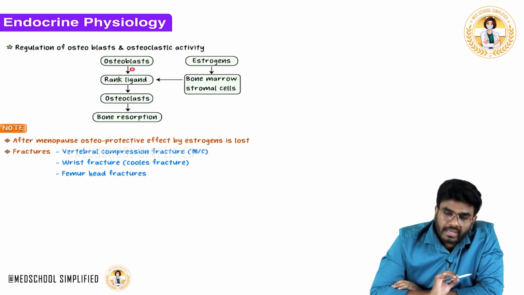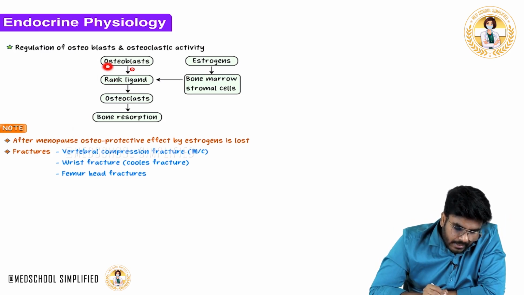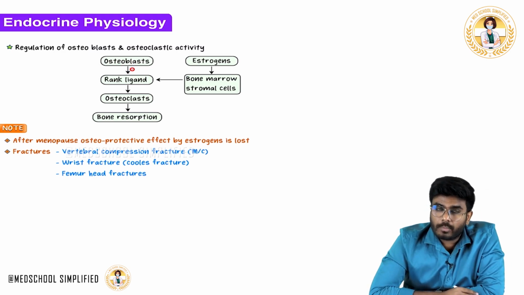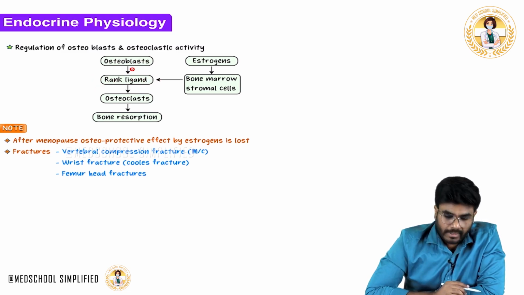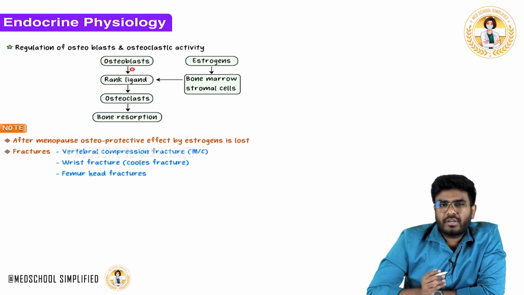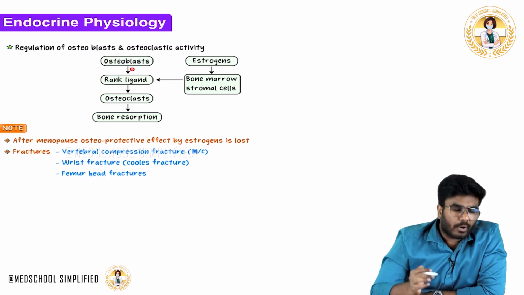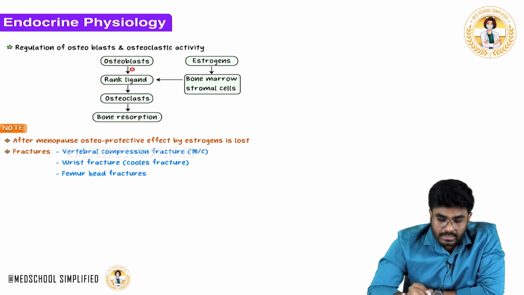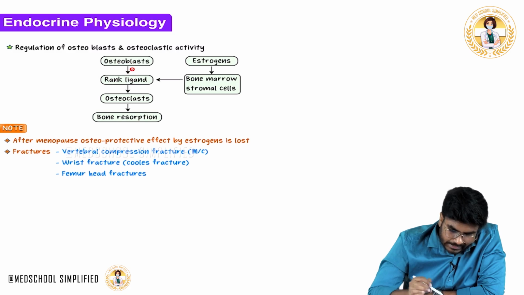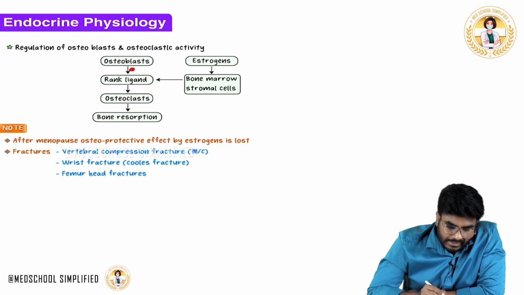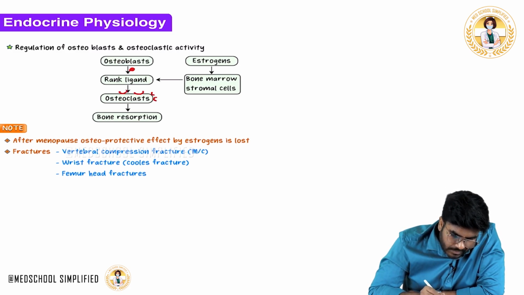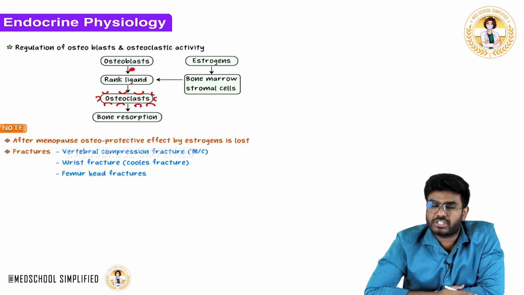Physiologically, normally the osteoblasts, which are the bone forming cells, form the bone. Osteoblasts also produce something called RANK ligand. RANK means receptor activator for nuclear factor kappa B, which is not that important. The important point is that the osteoblast produces RANK ligand. This RANK ligand will go and bind with the osteoclasts, because the RANK receptor is present on the osteoclast.